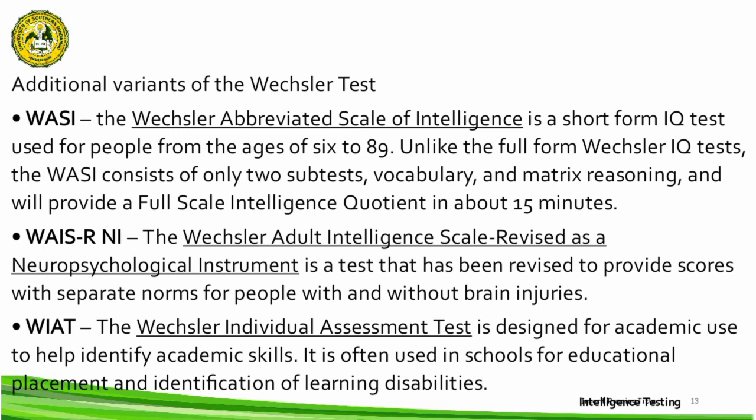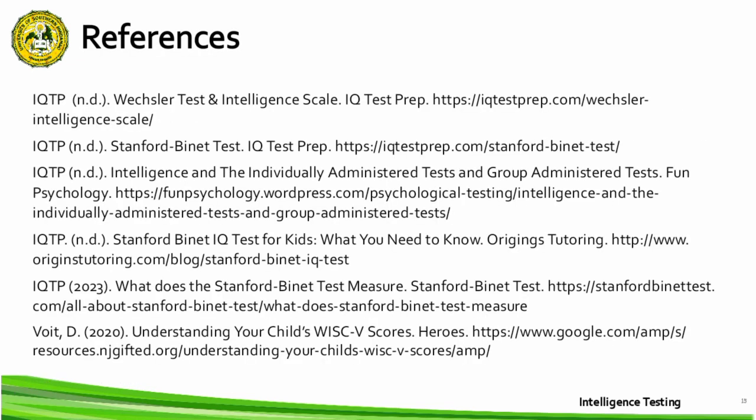So and then the lastly is the WIAT, parang ganon. So, the Wechsler Intelligence Assessment Scale. So, it is designed for academic use to help identify academic skills. It is often used in schools for educational placement and identification of learning disability. So, yes, those are some of the examples of the tests that are individually administered. And these are my references.